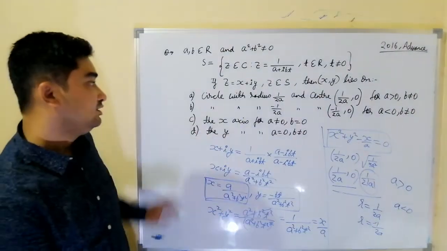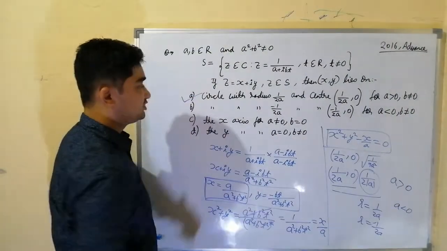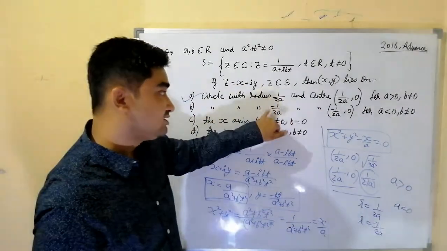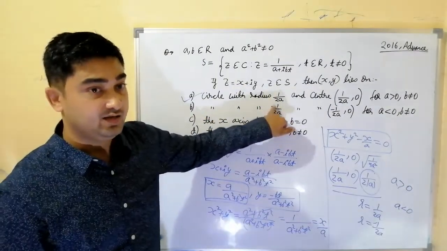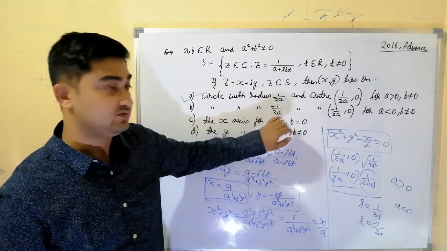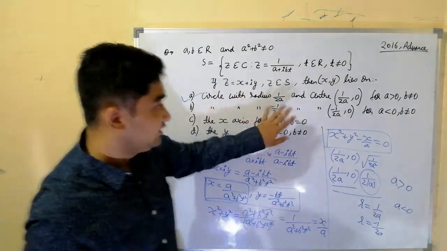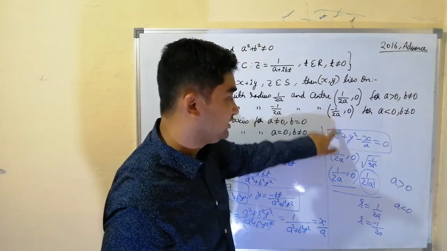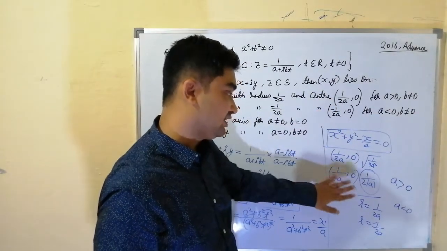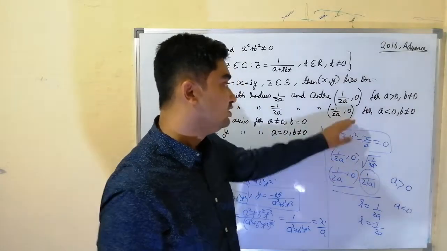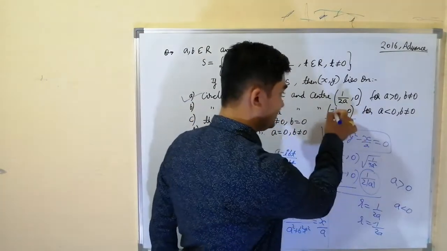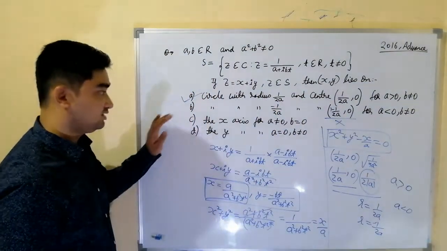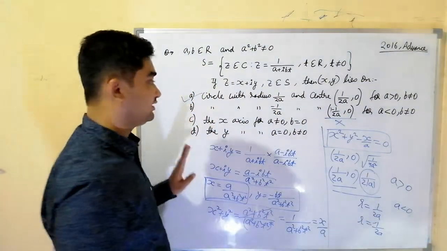The center is the same, so that means we can check that option A is correct. But option B is not correct, because here the center is minus 1 by 2a. The center can never be minus 1 by 2a. The center is the same, 1 by 2a comma 0. So this thing is wrong. If it were plus, then it would have been correct. So this is not correct.